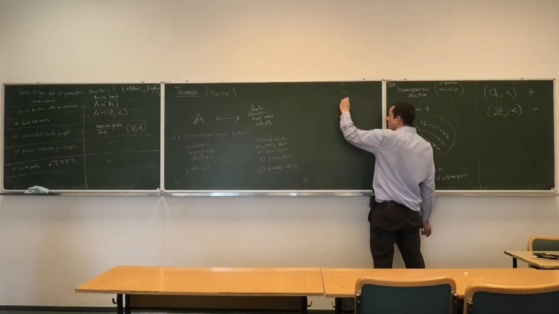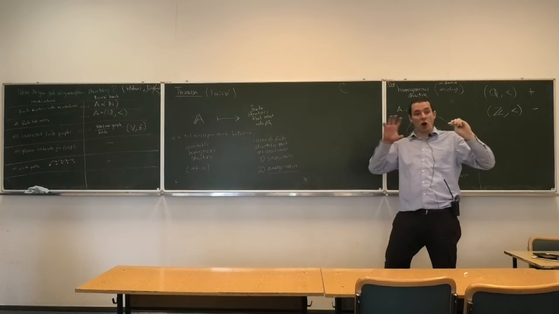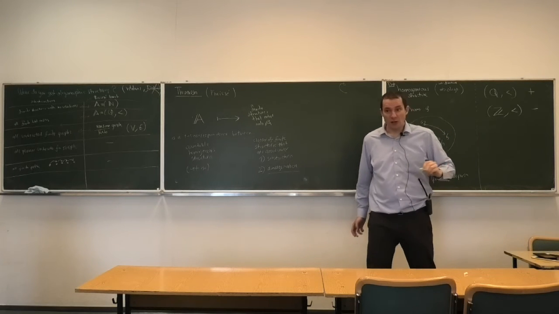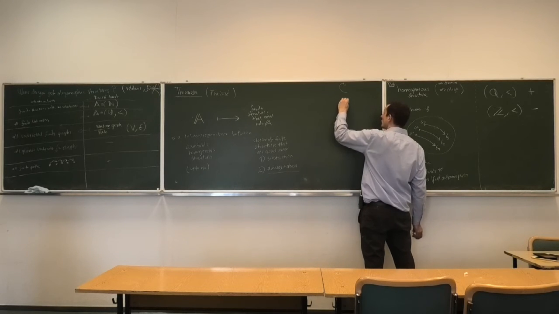And why is it so? Well, I need to explain. So the picture is this. Imagine you have two graphs with a common part. So for example, the common part is going to be this.